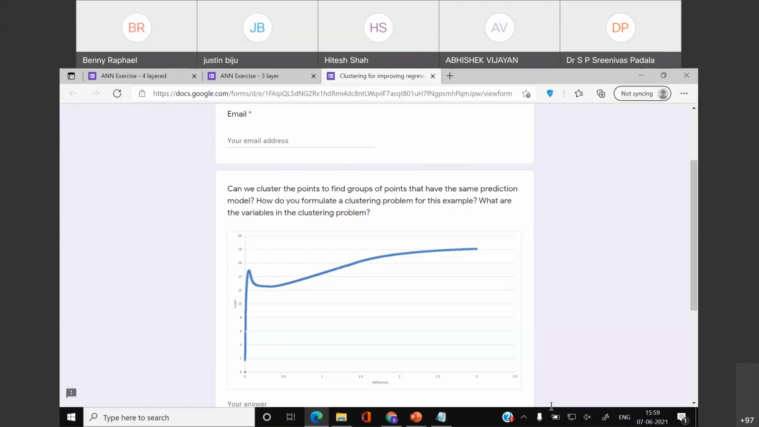But some have written, we can use the slope and deflection, which is what I also told you. Somebody has written load and deflection. That doesn't work quite well. Can somebody explain why load and deflection may not be a good way to cluster the points? My question is why load and deflection cannot be a good set of variables for performing clustering.